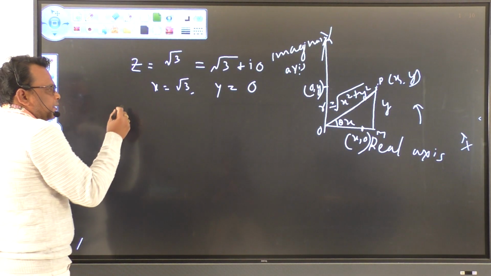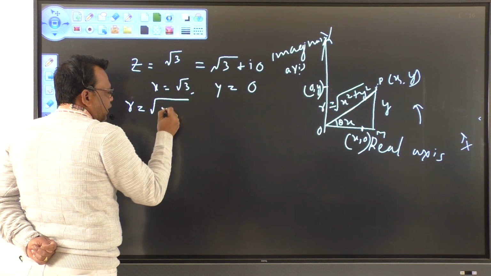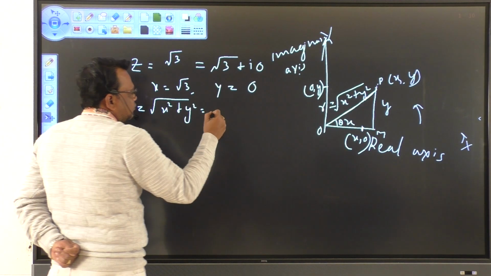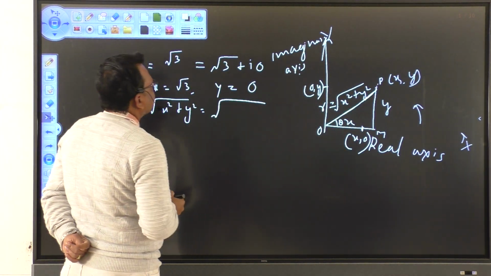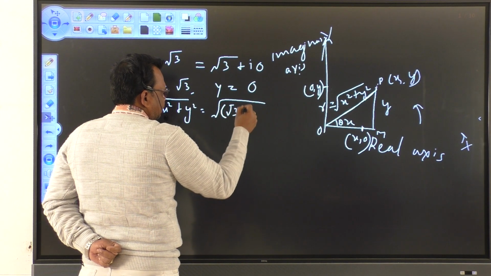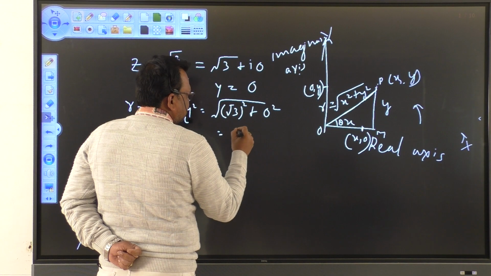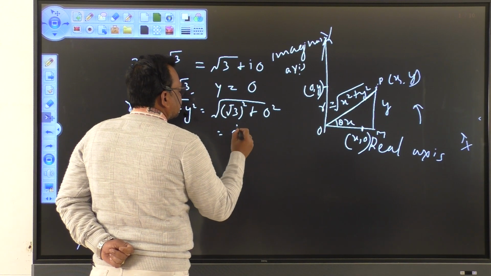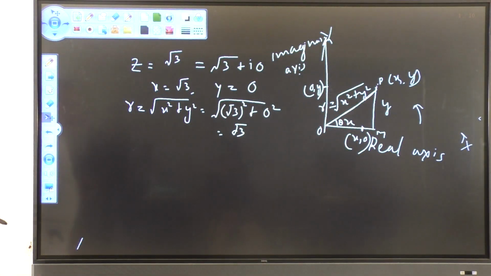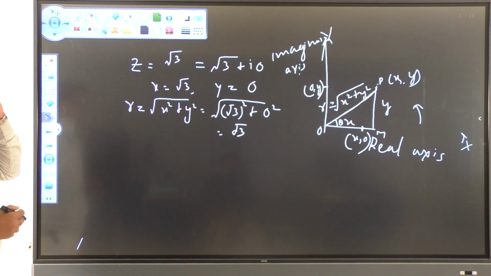Now we have to calculate r. R is equal to root over of x square plus y square. This is equal to whole root over of x square, that is square of root 3, plus square of 0, is equal to root over of 3. Square of root 3 is 3, plus 0, is equal to whole root over 3. This is the value of r.